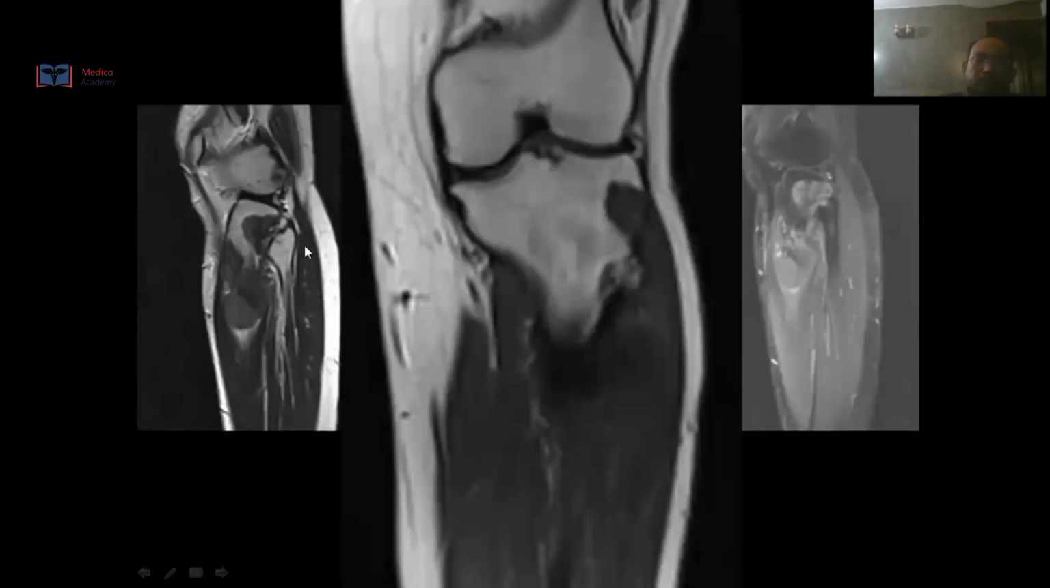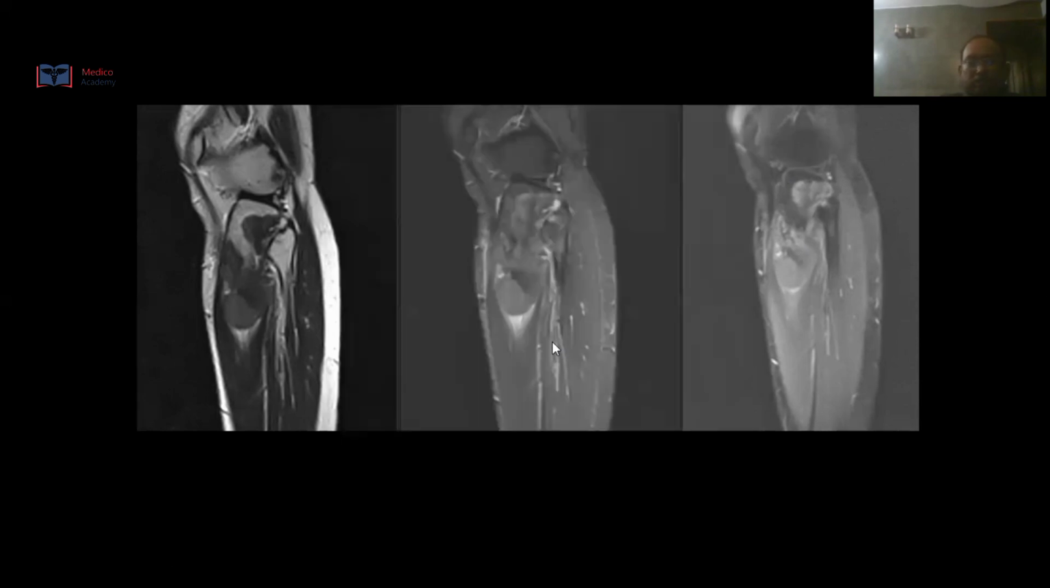So this is a case where a recurrence was suspected, and the area seen in the bone was T1 and T2 dark, and it shows post-contrast enhancement. On the regular sequences which we performed, there was confusion whether this bony lesion was a recurrence or a benign lesion. So then a contrast enhanced MRI was done.